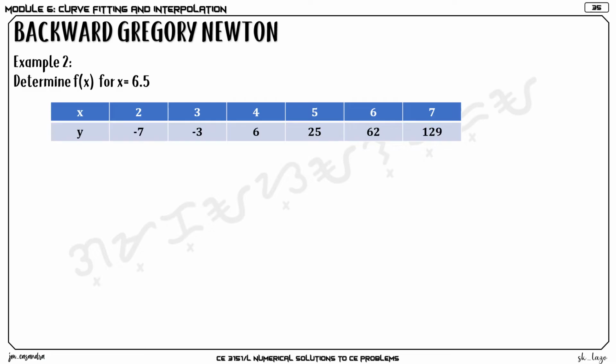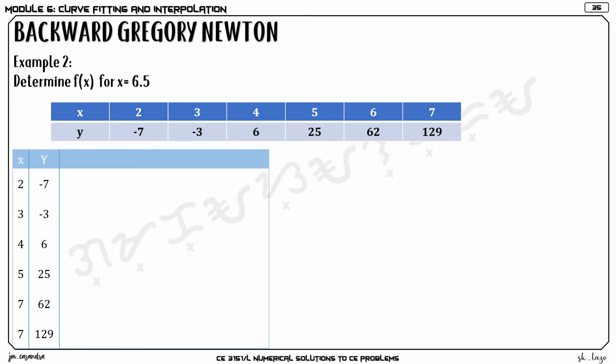Determine the function of x for x equal to 6.5 for the given data set. So again, we start off first with our finite difference table. So we solve for nabla y sub n. So we have negative 3 minus negative 7 is 4. 6 minus negative 3 is 9. 25 minus 6, 19. 62 minus 25, 37. 129 minus 62 is 67.